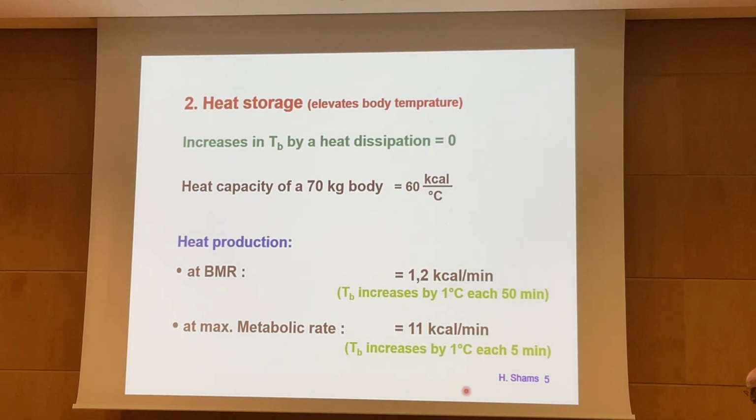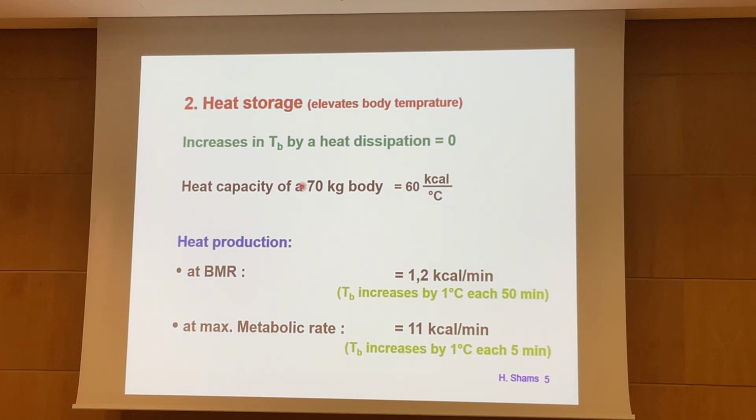And now, before I start with the mechanism of heat dissipation, I want to bring you an example. If at basal metabolic rate, at BMR, we have no heat dissipation, no heat loss, all that heat will be stored in the body, and then it will raise the temperature of the body. We want to see how fast the body temperature will rise and by how much. And that is shown in this example.